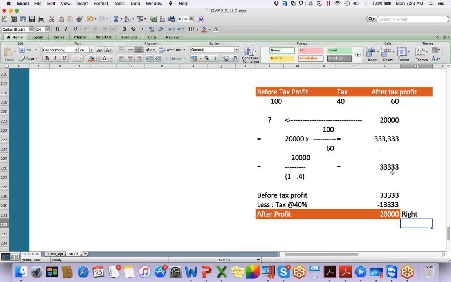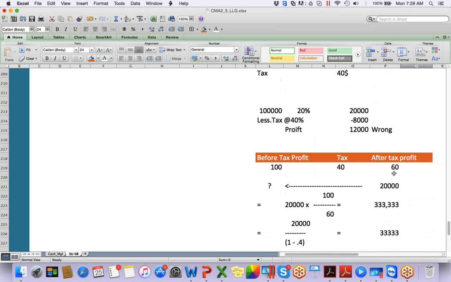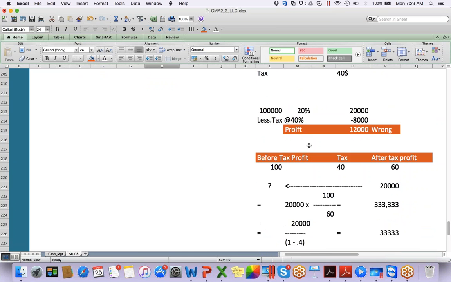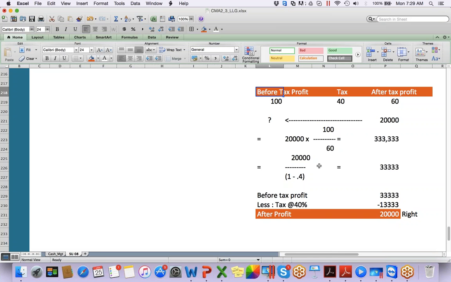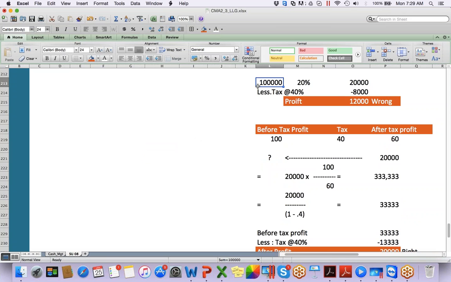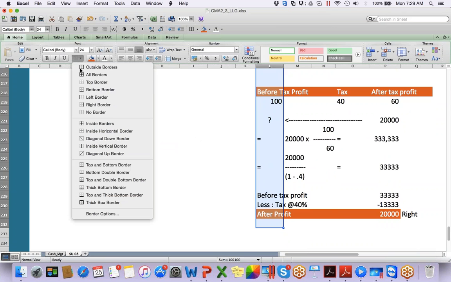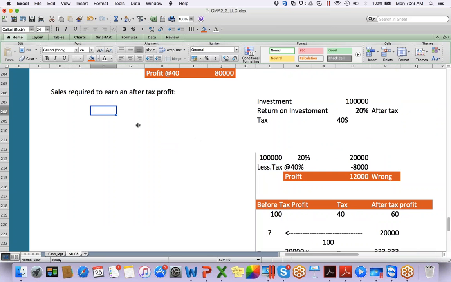So please take care of this one, which is very, very important, whether it's asking after tax or before tax. This is wrong. Why? Because you calculated using before tax profit. It should be like this. Simply remember this formula, please: profit divided by 1 minus T. T stands for tax rate. Now I will establish the formula. Here, let us find out the formula and prove it.